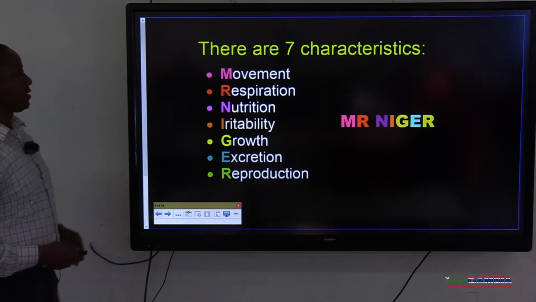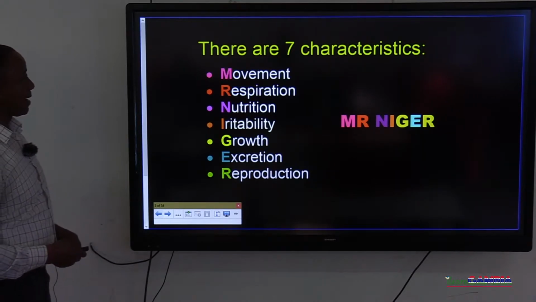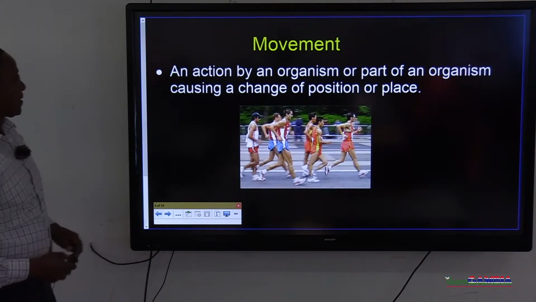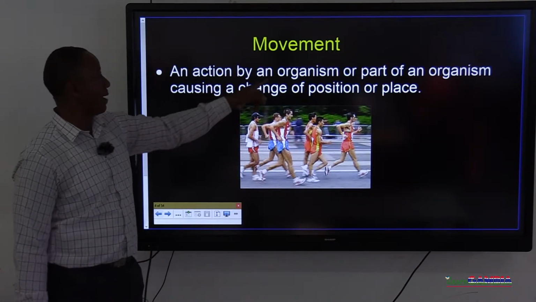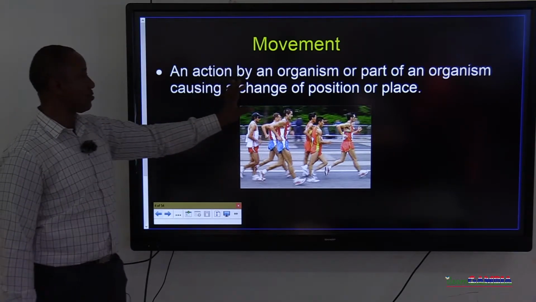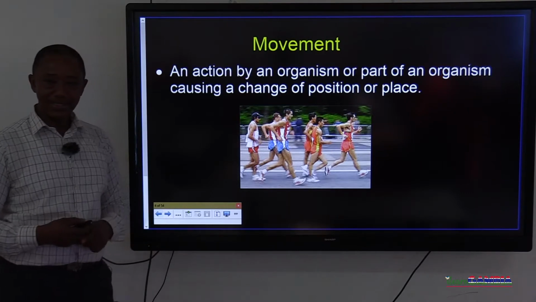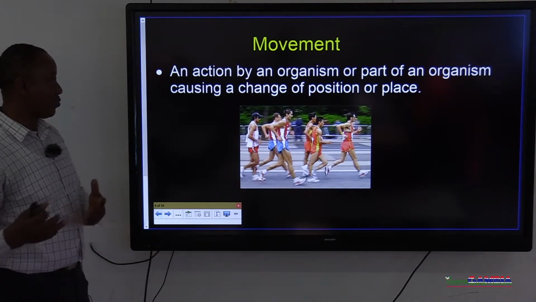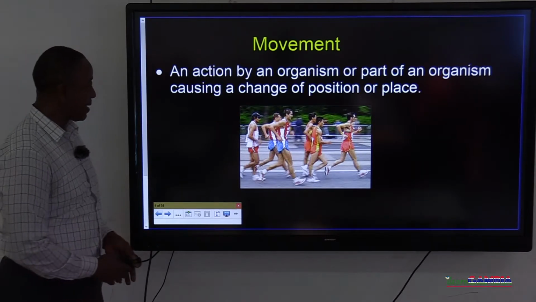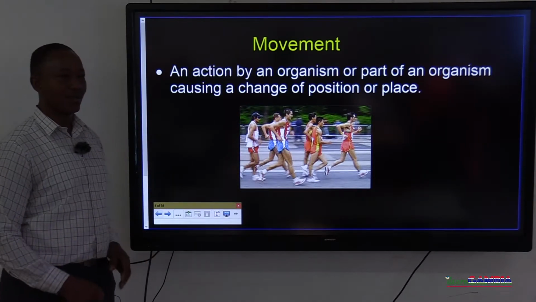Now let us look at each of these terms and try to understand their meanings. Movement. It is an action by an organism or part of an organism causing a change of position or place. So if an organism is able to move either part of its body or the entire body, that is considered movement.